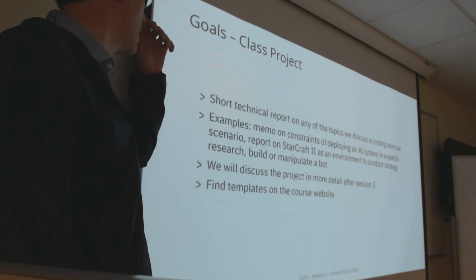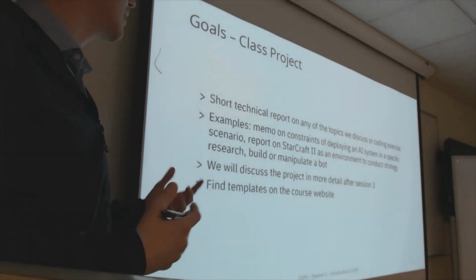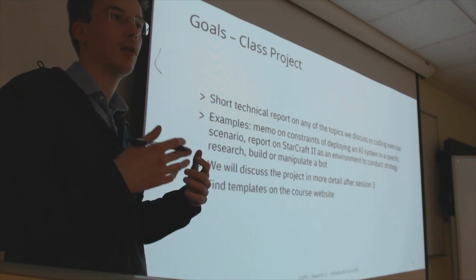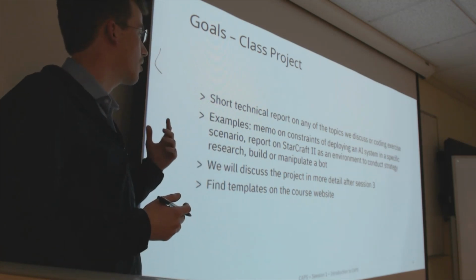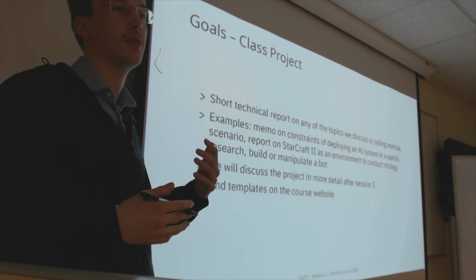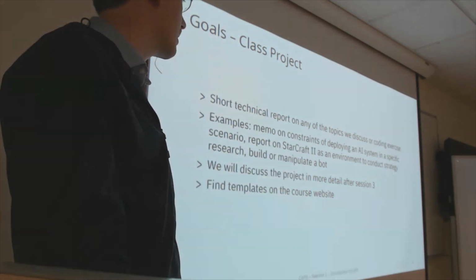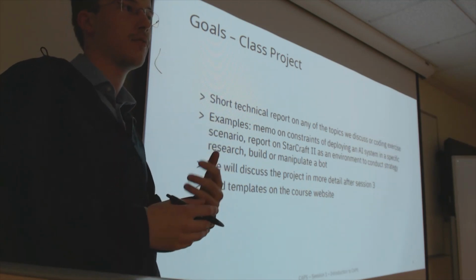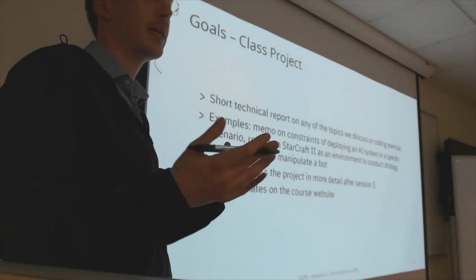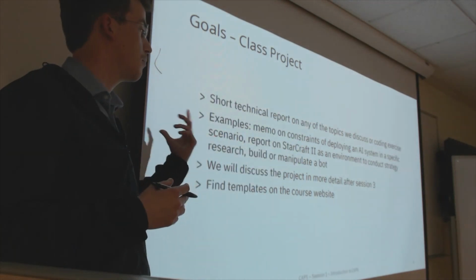I want to talk a bit about the class project, as this is something you may be interested in, and may actually end up writing. It could be a short technical report on any of the topics that we discuss, or you could actually code something. Examples of the report would be a memo on constraints of deploying AI systems in a specific scenario. That could be a battlefield environment, or negotiation, anything that you feel relates to the course. You could also write a report on how StarCraft can be used as an environment to study strategic decision making. Or you may end up manipulating, or actually building from scratch, one of these bots that can play StarCraft 2.